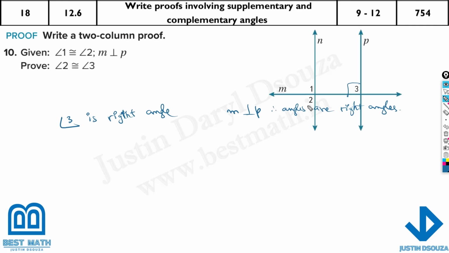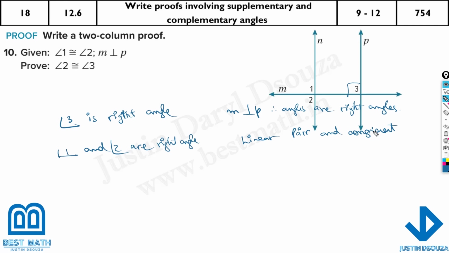But now what about 1 and 2? Here they have clearly told 1 and 2 are equal. So we can tell, that is given, right? 1 and 2 are right angles. Why are they right angles? Because they are linear pairs and they're congruent to each other.